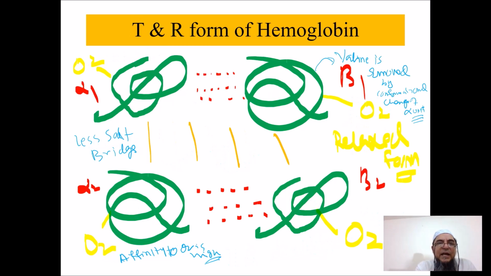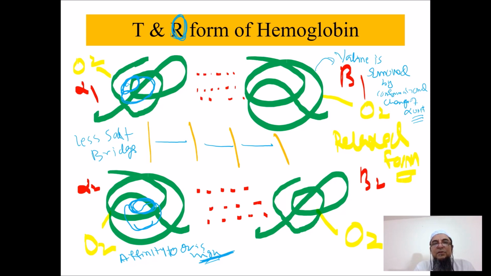As soon as oxygen arrives, it is taken up by the heme pocket in the alpha subunit, because as we said, the alpha subunit is open. By accepting oxygen, the alpha subunit brings some conformational changes in such a way that it performs two functions. Number one, it breaks the salt bridges in between, so the structure becomes relaxed. That's why it's called the R form of hemoglobin. And second, the affinity for oxygen increases.